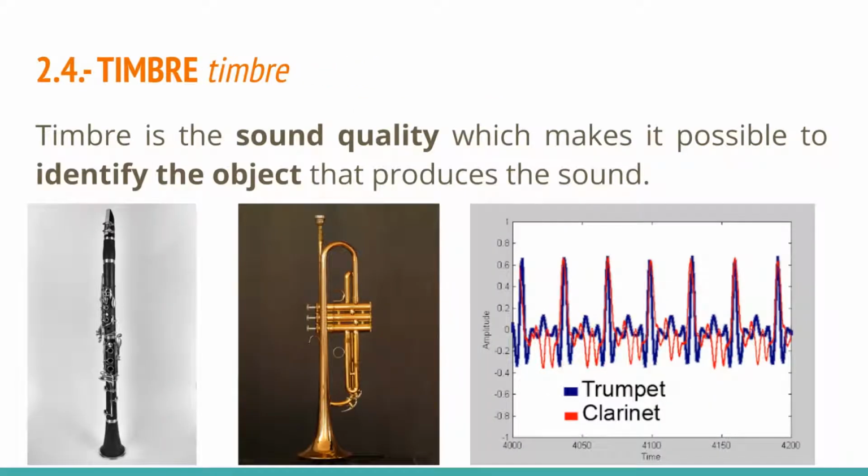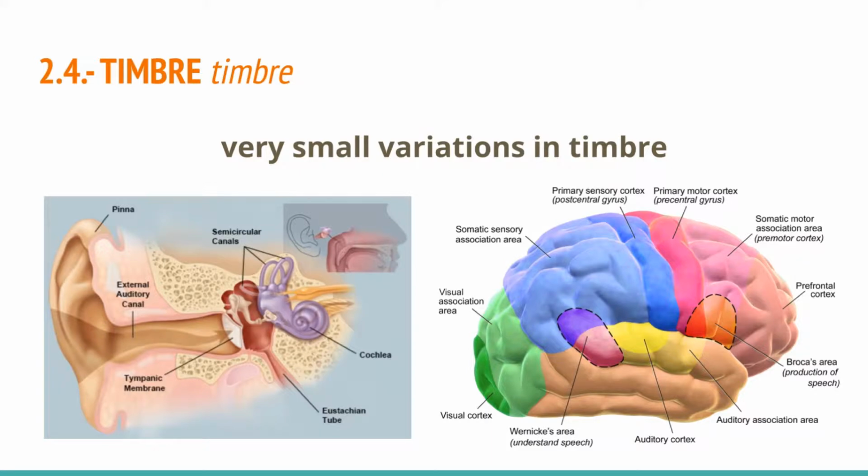2.4. Timbre. Timbre is the sound quality which makes it possible to identify the object that produces the sound. For example, we can distinguish a trumpet from a clarinet, even if they play the same sound with identical pitch, duration and intensity. The human ear and brain are able to hear and appreciate very small variations in timbre.